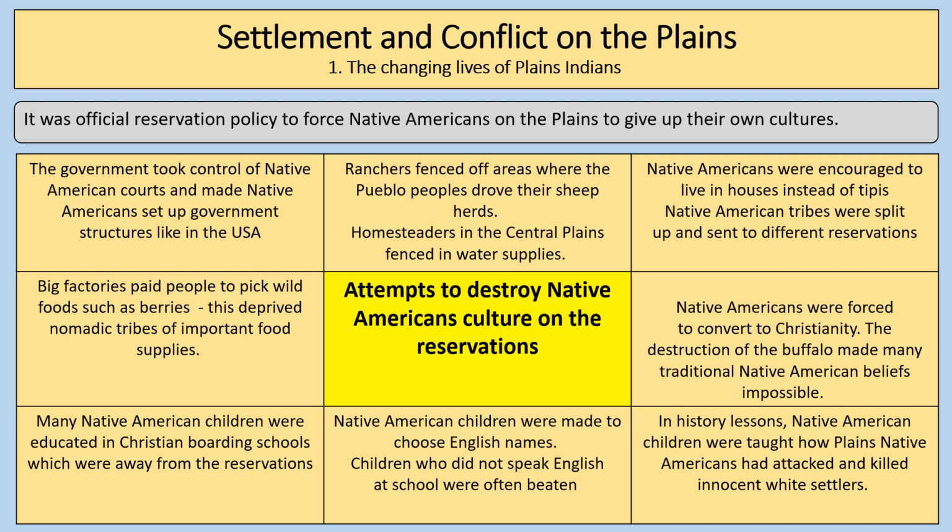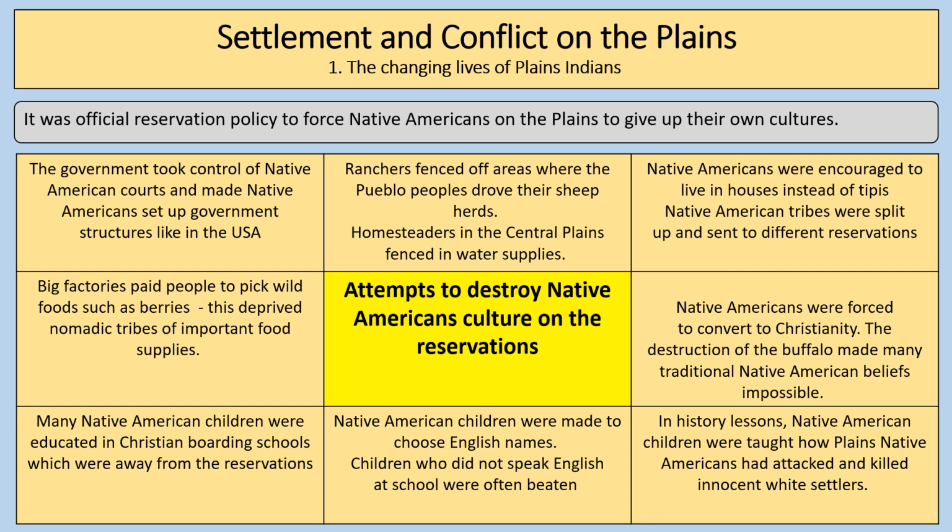Ranchers fenced off areas where the Pueblo peoples drove their sheep herds. Homesteaders in the Central Plains fenced in water supplies, which made it really difficult for Native Americans to live on the plains. Native Americans were encouraged to live in houses instead of teepees. Native American tribes were split up and sent to different reservations.